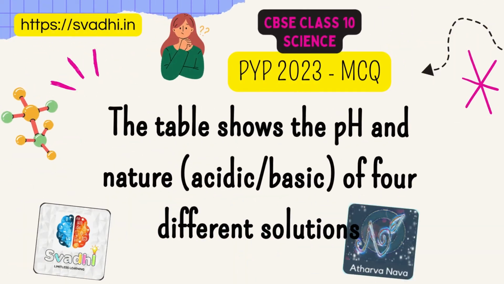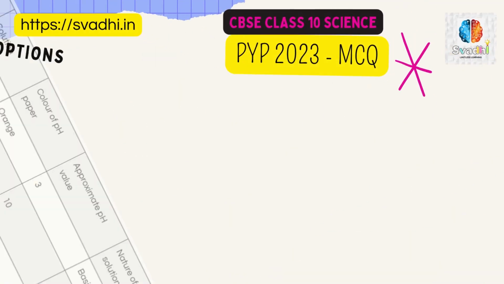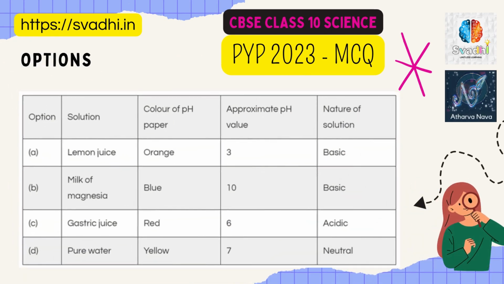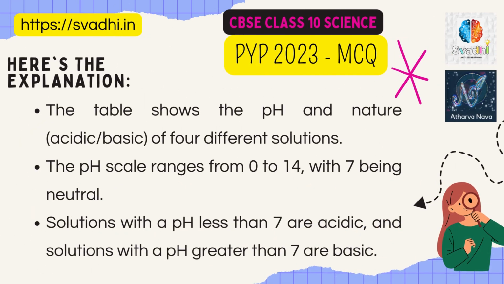The table shows the pH and nature, acidic/basic, of 4 different solutions. Which one of the options in the table is correct?